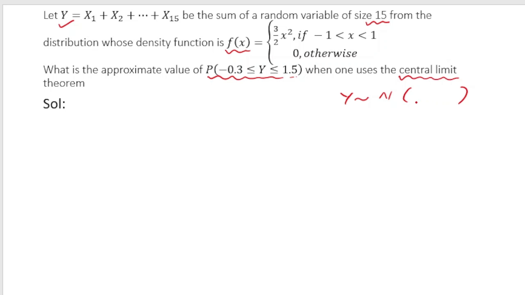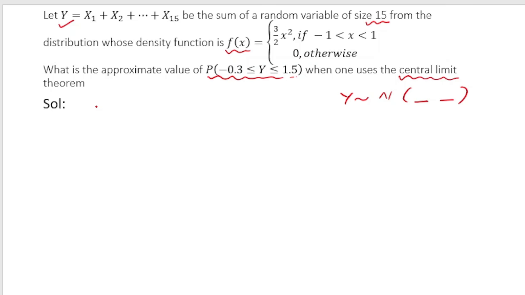But I need to find out what will be the mean and the variance of that distribution. To find the mean and variance of the random variable Y, first of all we have to find the mean and variance of the random variable X, because in the question they have not provided us the mean and variance, rather they have provided us with the density function. In our earlier videos we have seen that if the density function is known, we can find the mean and variance. So this question can also be asked directly: find the mean and variance.